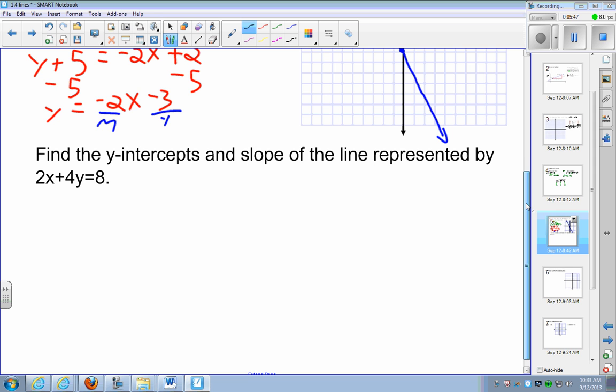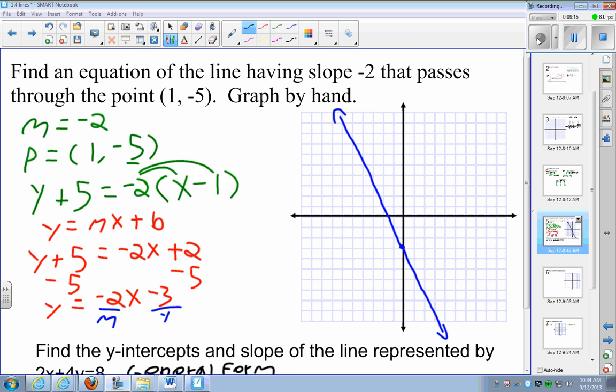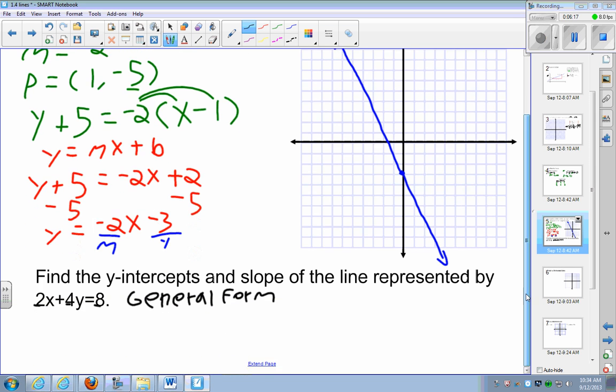All right, let's look at this other example. Find the y-intercept and the slope of the line represented by this form. And this is going to be our general form, because we have a constant there. In order to do this, it's going to be a lot easier to turn it into slope-intercept form. So let's go ahead and do that.